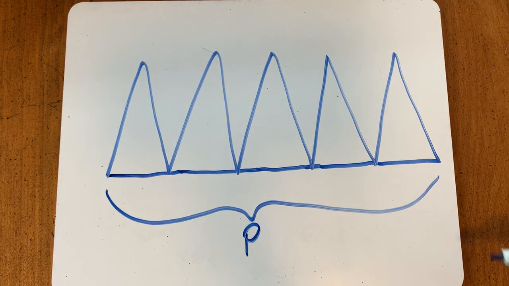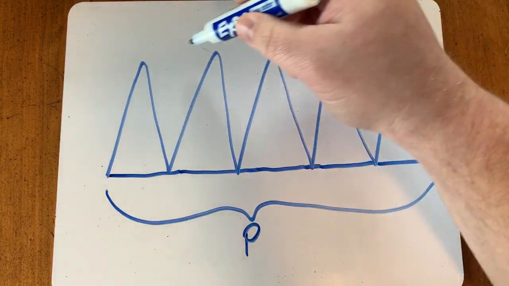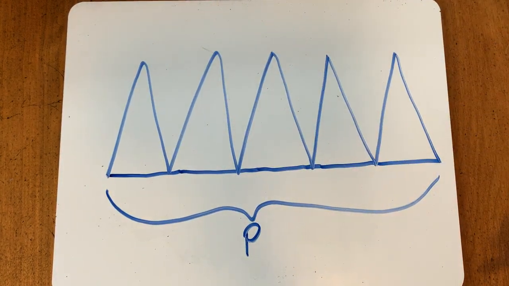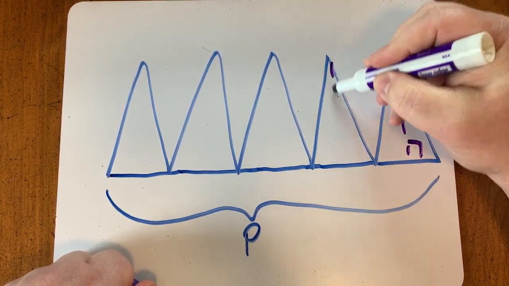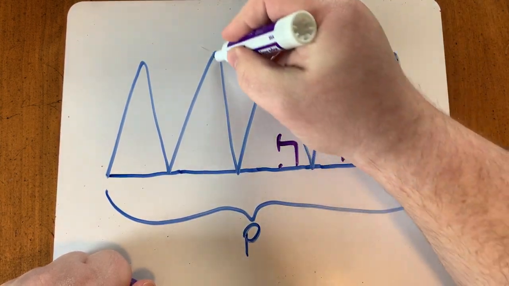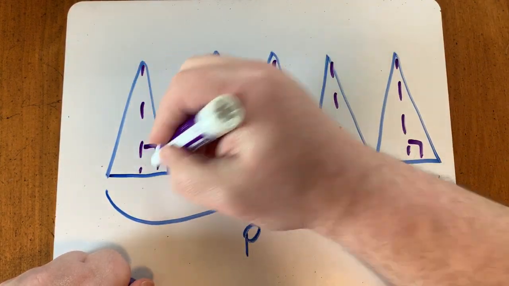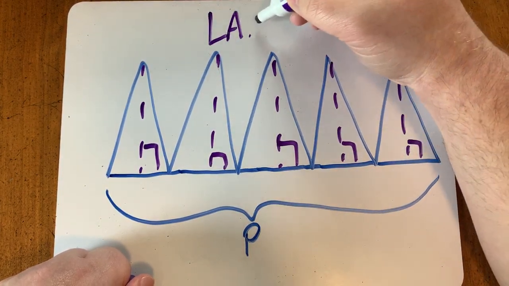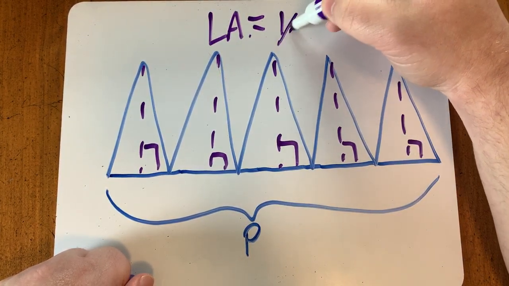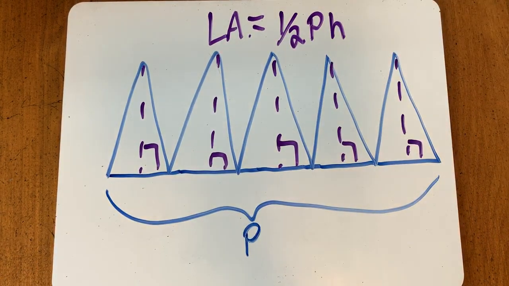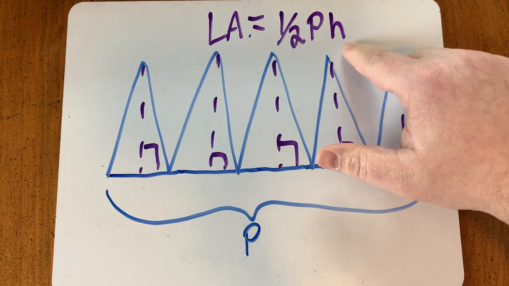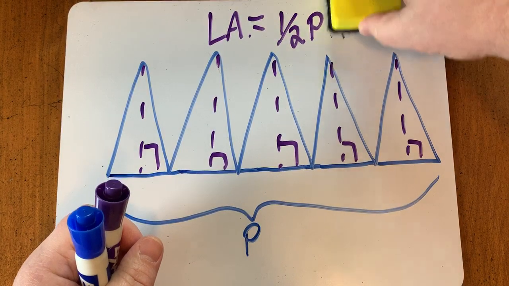Now, unfortunately, not every type of pyramid is going to have these triangles have the same height. Not every one is going to have the same height. But if they do, the lateral area is 1/2 times the perimeter of the base times the height of these triangles. But I'm actually going to erase that h. I'm not going to leave that as an h.